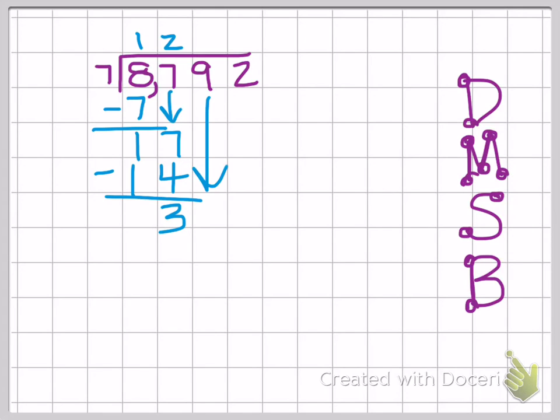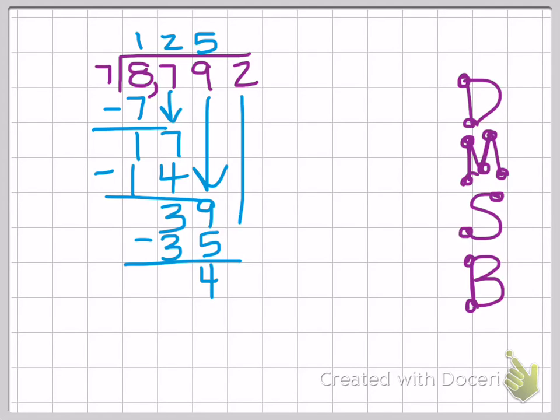And we bring down the next digit, 9, making 39. Now we're trying to figure out how many 7s go into 39. If I think about my facts, I know that 7 times 5 is 35, and 7 times 6 is 42. 42 is too much, so I'm going to go with the 5, so I don't go over. Now I multiply. 5 times 7. 5 times 7 is 35.